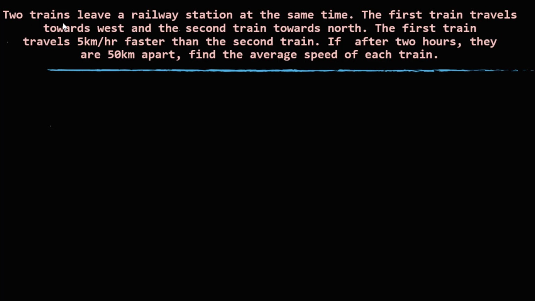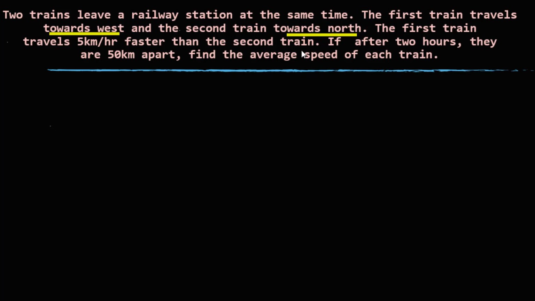So here in this problem, if we read it carefully, we can understand that there are two trains which are leaving a railway station at the same time. So both the trains are leaving the station at a time. And the two trains are traveling in different directions. The first train is traveling towards west direction and the second train is traveling towards north direction.